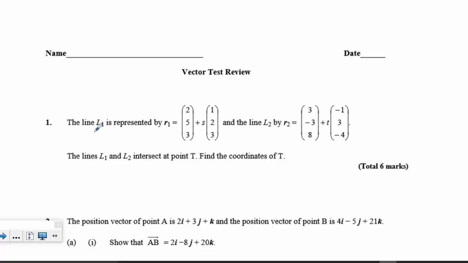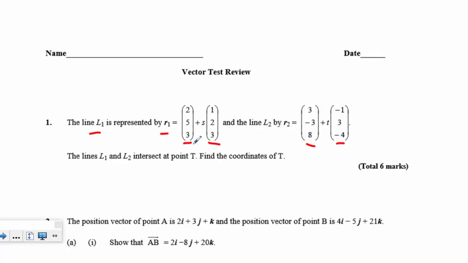Line L1, okay, this is number 1 here. Line L1 is represented by R1, and this is a point vector plus a scalar times a direction vector. So we have line 1 and line 2, and there's another point vector and another direction vector. Apparently these lines will intersect. Let's find the point of intersection.